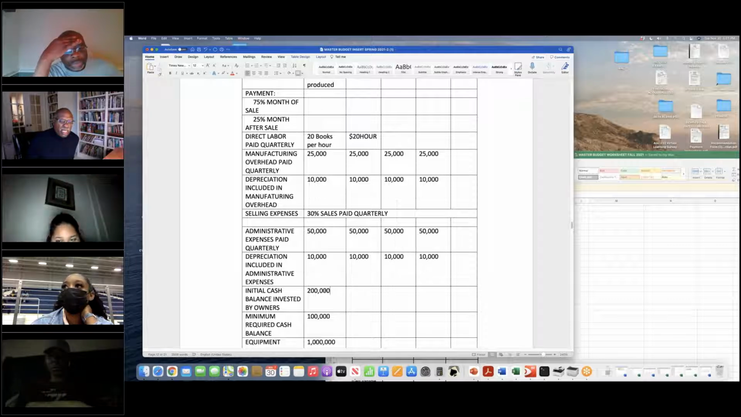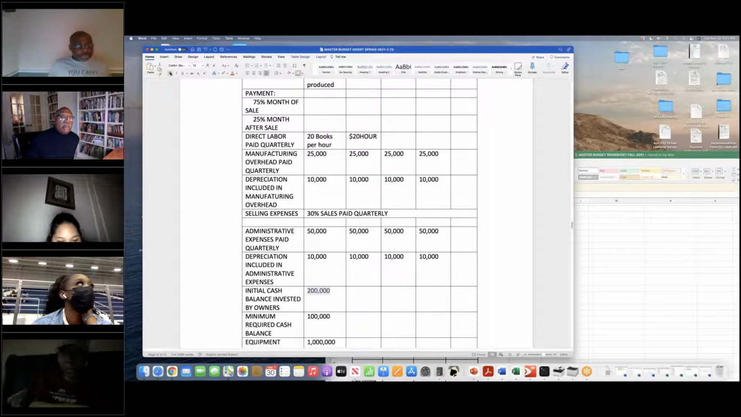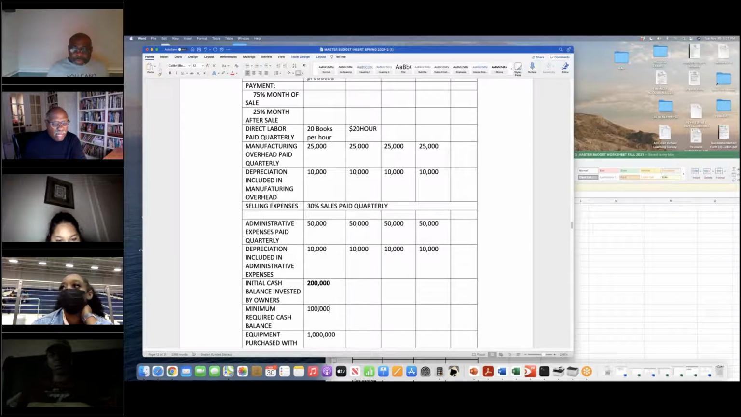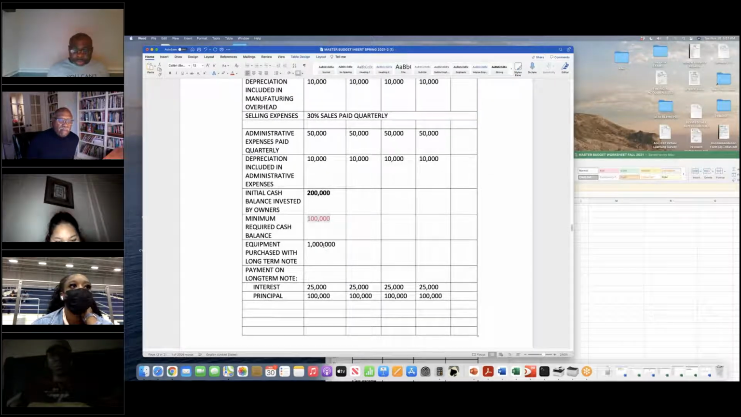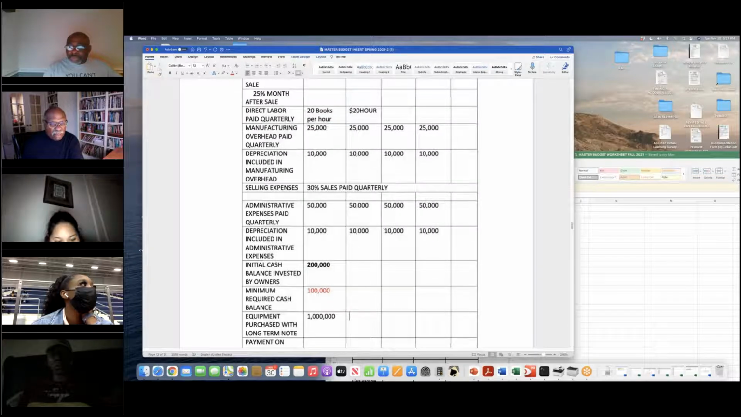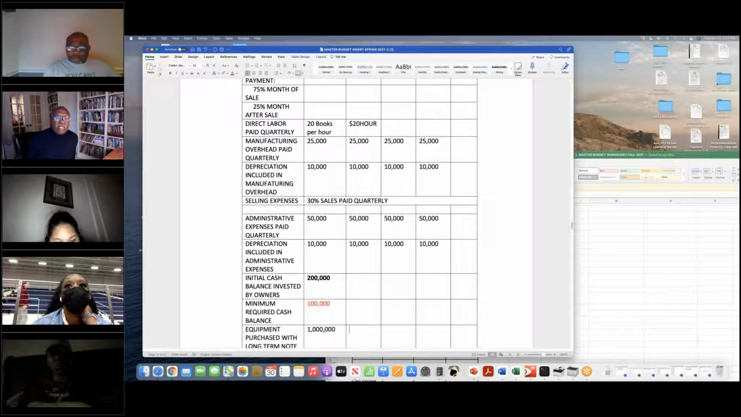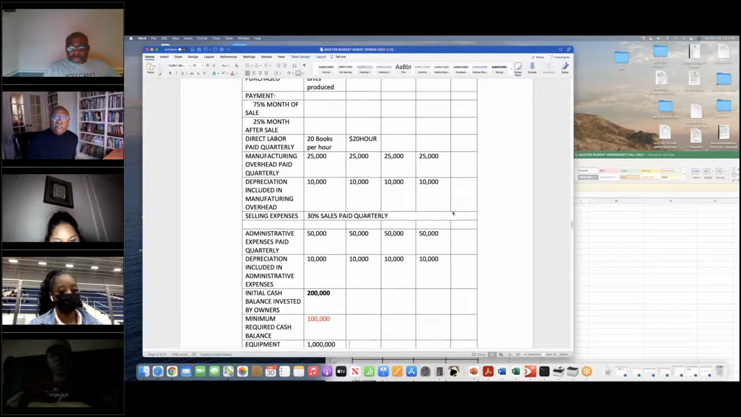So to a certain extent, this is how we start the problem in its simplest form. We need to make a journal entry for our initial investment. We're going to be required to keep $100,000 in the bank all the time. Then we have some equipment purchase, interest and principal. That looks like a lot of assumptions, but let's just break it down. The first thing we're going to do is record this initial investment.